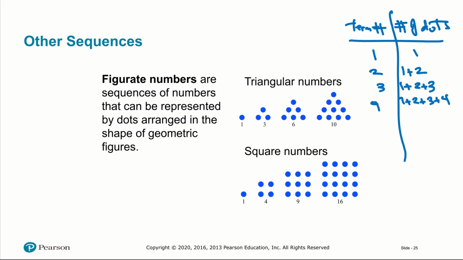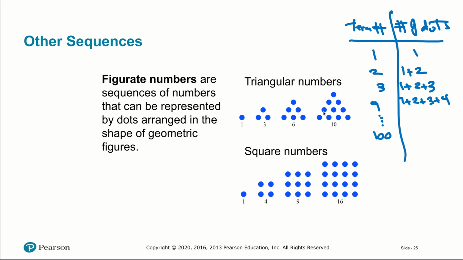So the hint is, think of lesson number 1 and the famous mathematician Gauss. I want you to think about that and see if you can tell me how many dots will be in the 100th term of this sequence. Pause the video, think about it for a minute, and then come back.